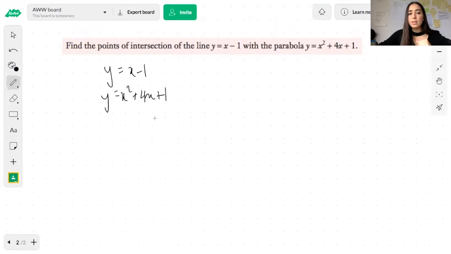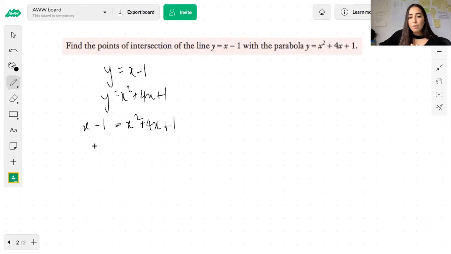So the easiest way to solve this would be using the substitution method. That is because y is the subject of both of these equations. So what we can do is we can equate them to each other because they're both equal to y. So then we can say x minus 1 equals x squared plus 4x plus 1. And from there, we can solve for x.